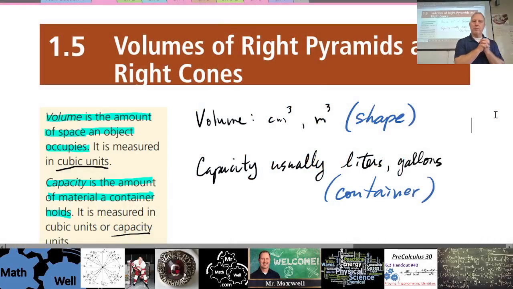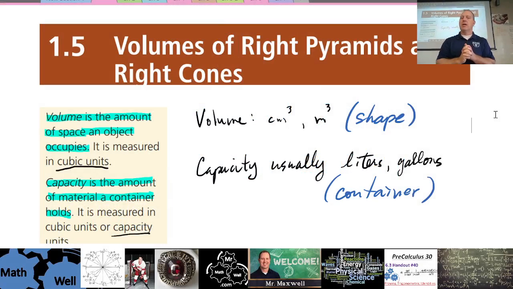Okay, 1.5. So we're talking about volumes of right pyramids and right cones. We've talked about surface area up to this point, right? And now we're talking about volume. Volume is the space that a three-dimensional object takes up in space.